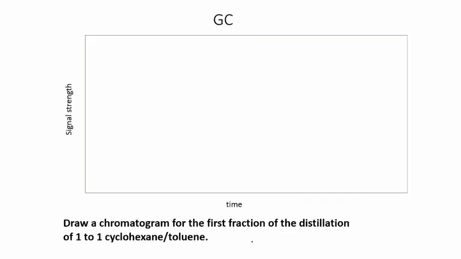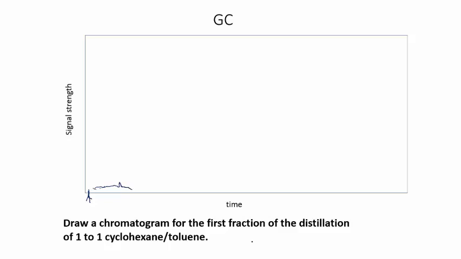GC: draw a chromatogram for the first fraction of the distillation of 1-to-1 cyclohexane and toluene. It doesn't say fractional or simple, but you know that either way, cyclohexane is going to come out first. So if the timeline starts here, we have our injection, maybe here. A little over, so you have your trace coming along. A little over, you might get a little air peak.